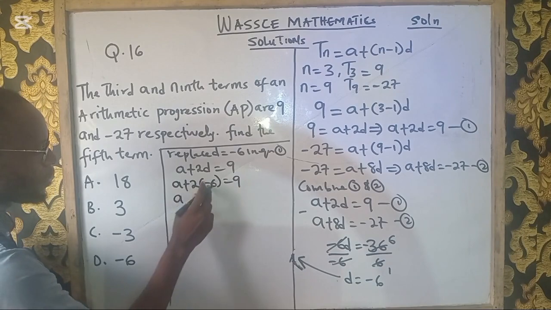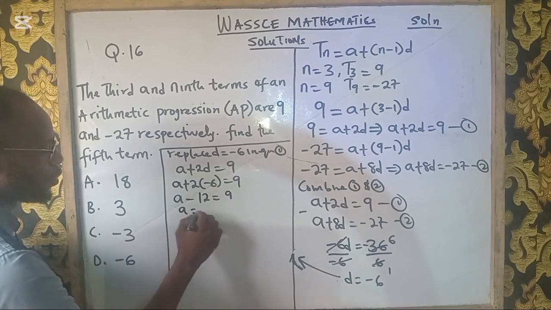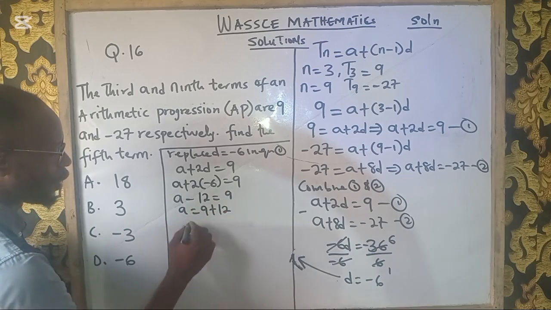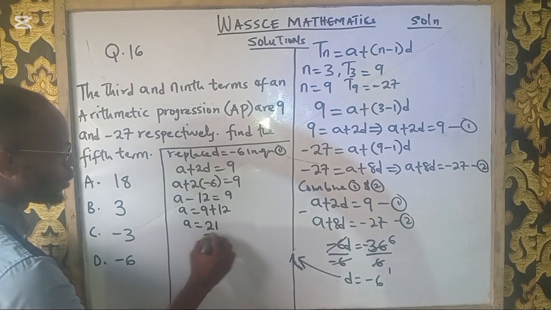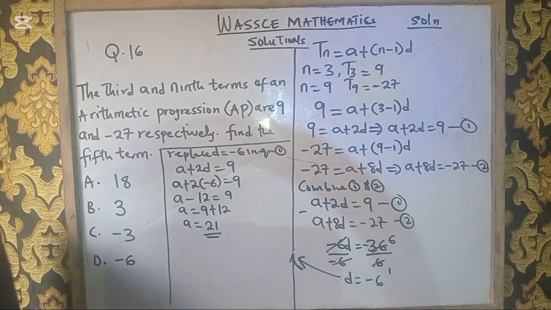That's A plus times minus is minus, 2 times 6 is 12, equals 9. So A equals 9 plus 12, and that's A equals 21. We have gotten the value of the first term and the common difference. And we are told to find the fifth term.